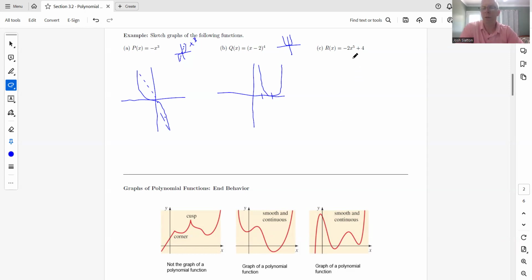And then this one here, we have 2 transformations, or really 3, I guess. The negative is going to flip this upside down. The 2, if you remember, a number greater than 1 is going to vertically stretch it. And then the plus 4 on the end is going to move it up. So let's move this up 4. This is a negative and it's an odd number. So it is going to look like this. And it's hard to hand draw the vertical stretch, but this is vertically stretched from just a negative x to the 5th.